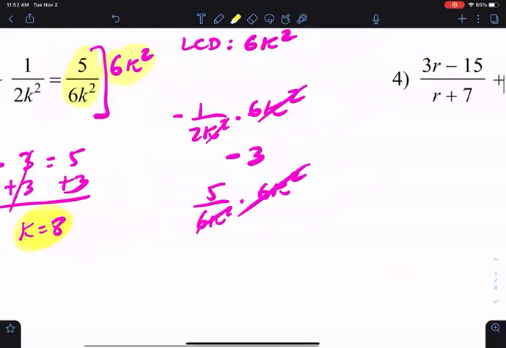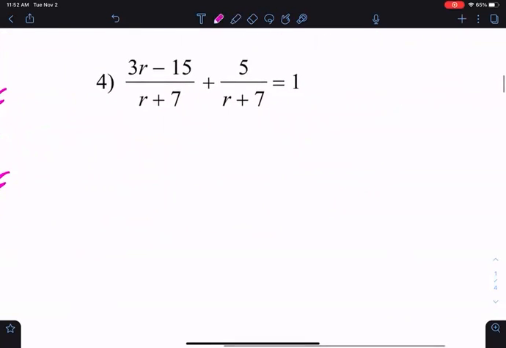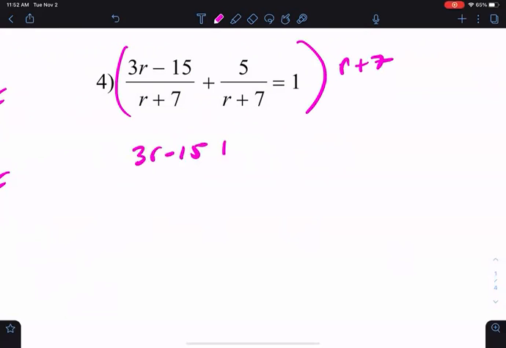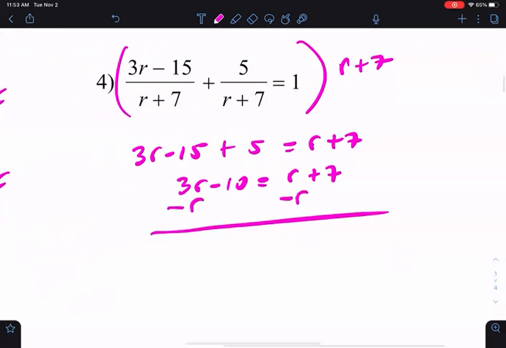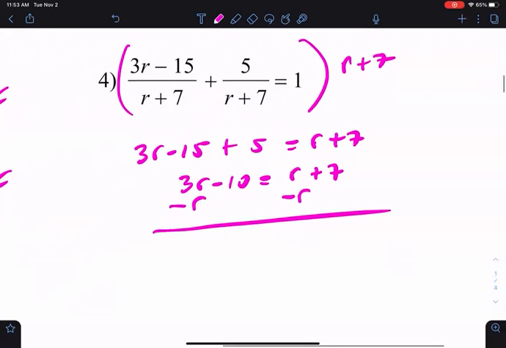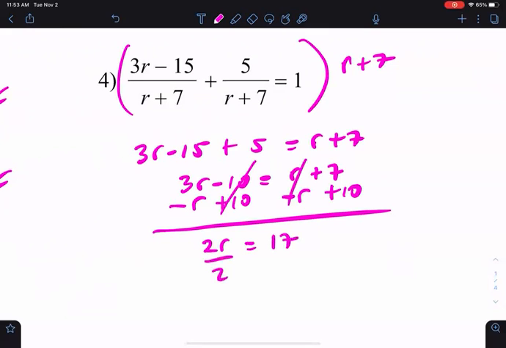Now number 4, I'm lucky. I have the same denominator, so there's no LCD to find. The LCD is just 3m plus 7, so multiply everything by 3m plus 7. So you get 3r minus 15 plus 5 equals r plus 7. And then we get 3r minus 10 equals r plus 7. Then subtract r on both sides, and you can add 10 on both sides if you want, multi-step. So this is 2r equals 17, and you divide by 2. That's the answer: r equals 17 over 2.